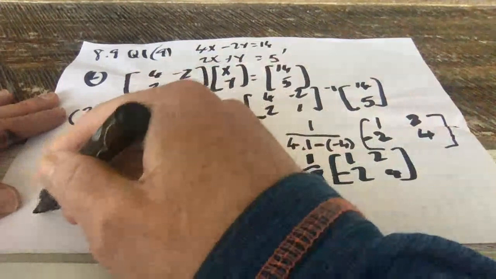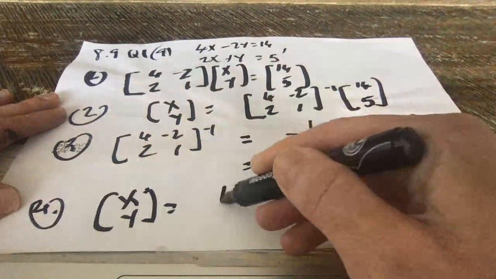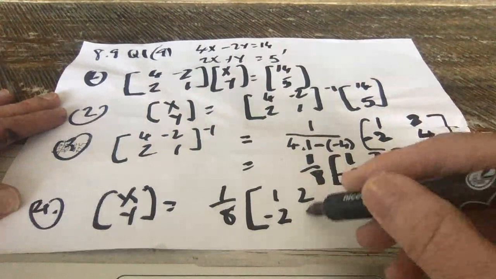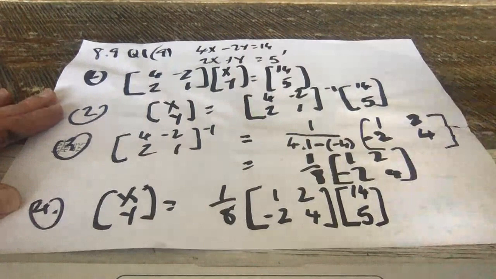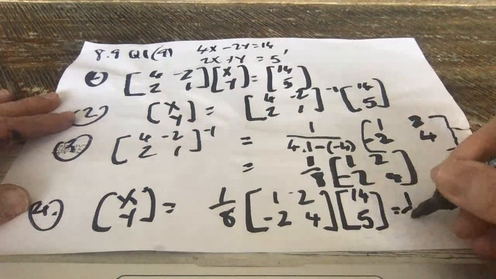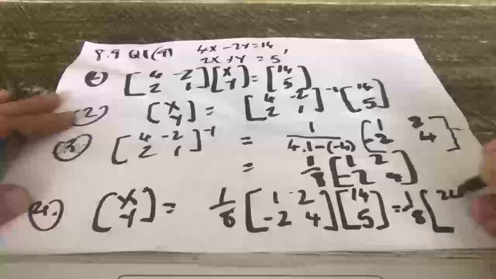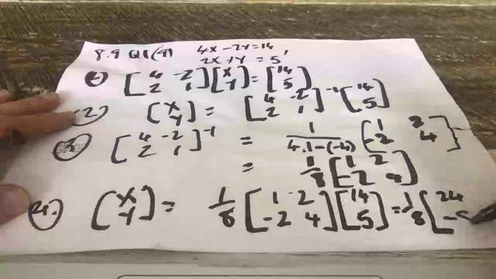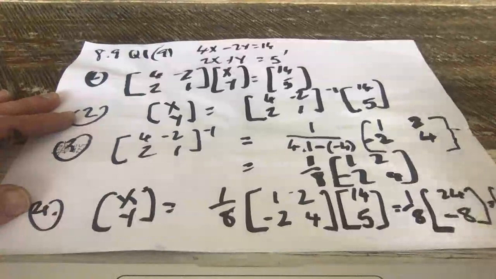And so then finally, folks, xy is equal to 1 over 8 into [1, 2; -2, 4] times [14; 5]. So you must multiply this out. This is a 2 by 2 matrix by a column matrix. So you're going to get 1 over 8 into 14 plus 10, which is 24. So I think you get x equal to 3 and y is equal to minus 1, and that's your answer.